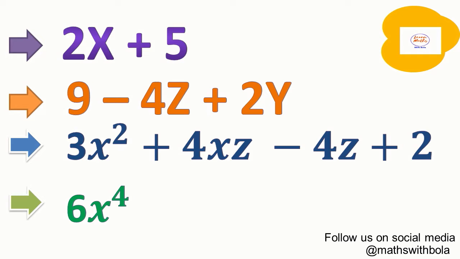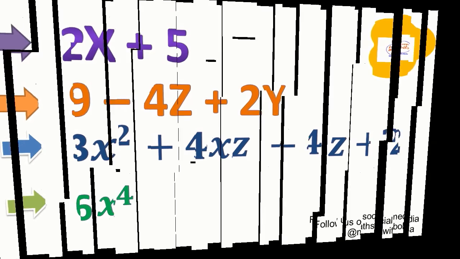Looking at these expressions, you can see that there is a coefficient, there is a variable, and then there is a constant. In the last expression, you may think that there is no constant, but 6x raised to power 4 plus 0 is the same thing as 6x raised to power 4. So these are various examples and forms of algebraic expressions.